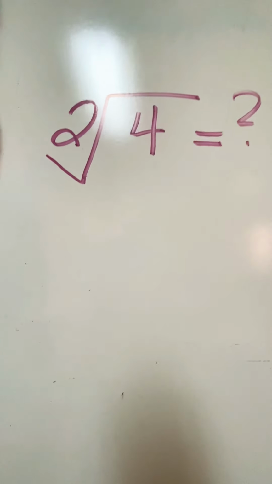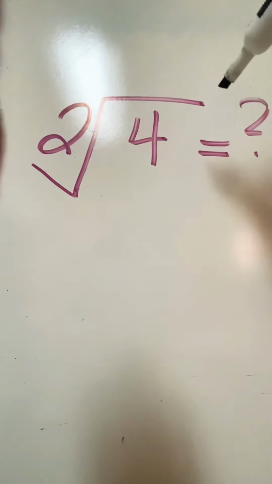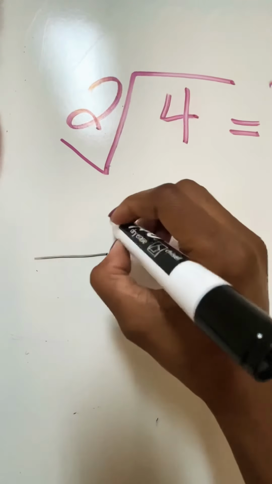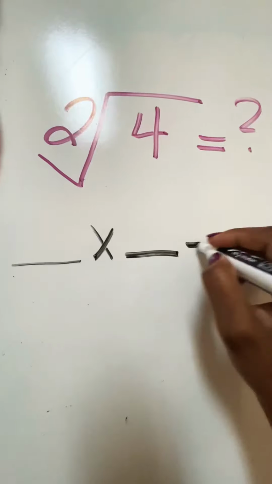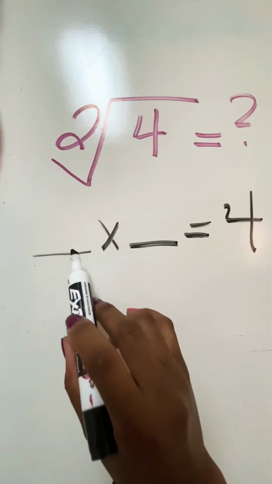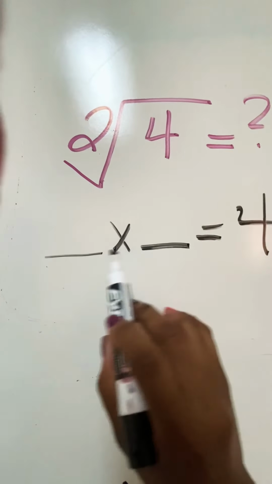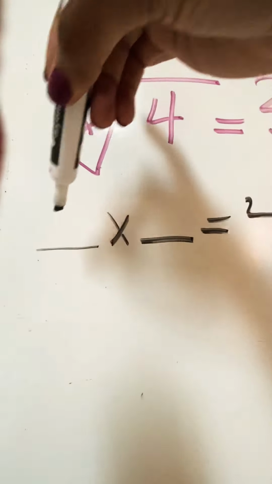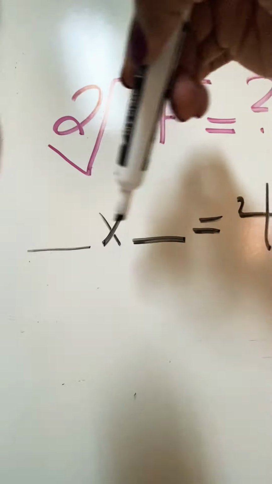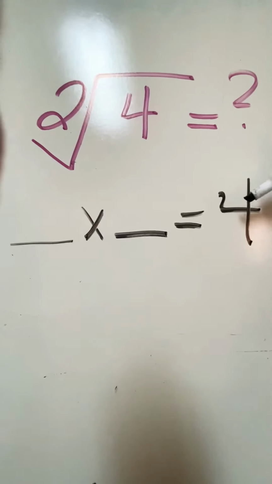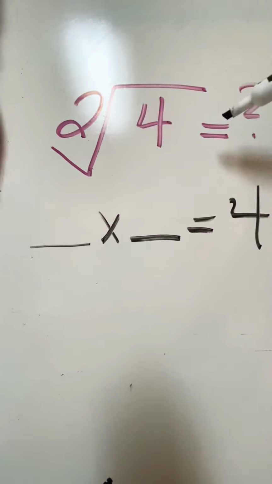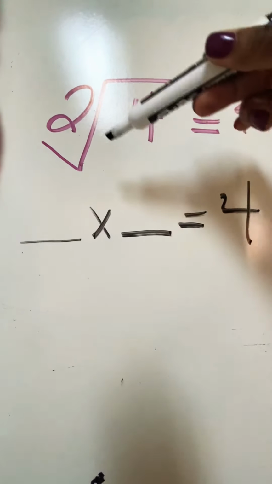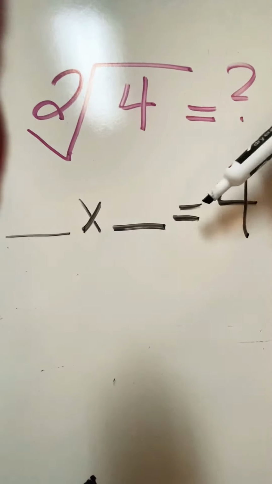All right, so here we have the second root of 4. So this is asking us, what number can we multiply 2 times to get 4? And the reason why we're multiplying that same number 2 times is because of the index. The index tells you how many times you're going to multiply that number to get the radicand. So again, the square root of 4 is asking us what number can we multiply 2 times, because of the index 2, to get 4.